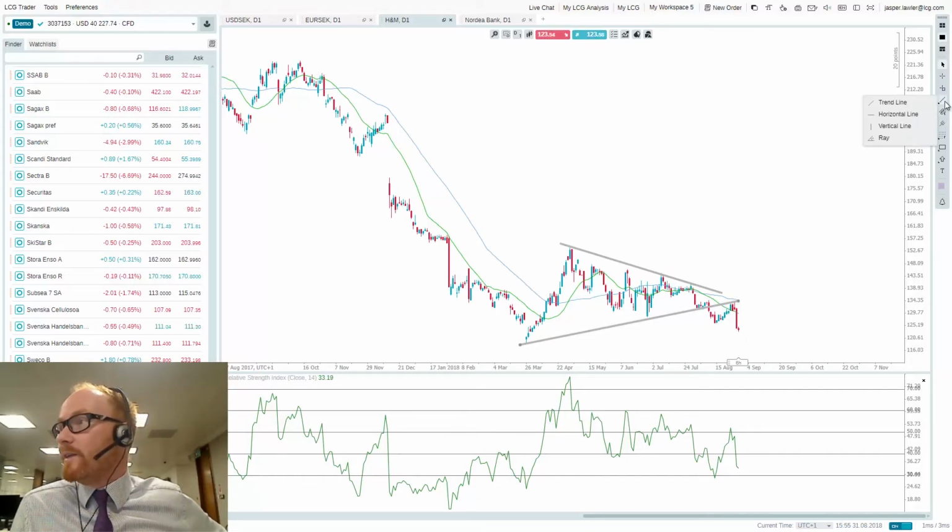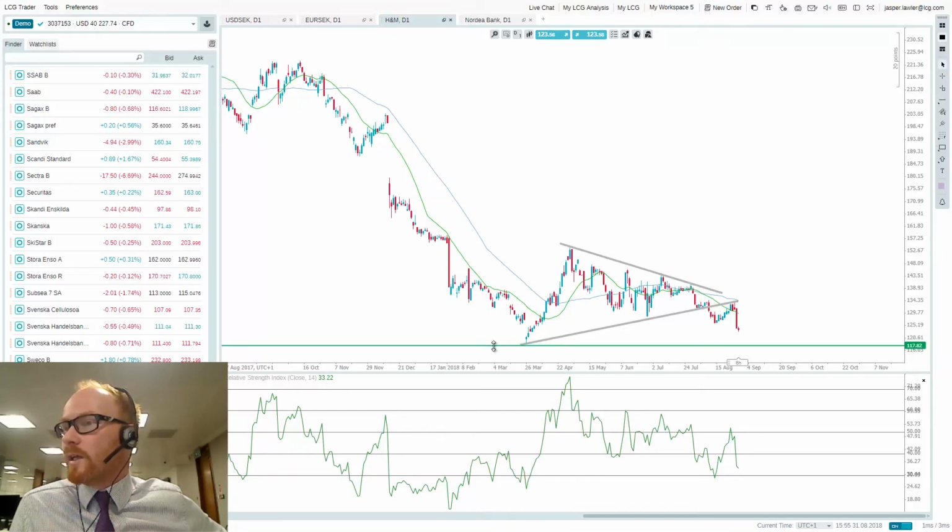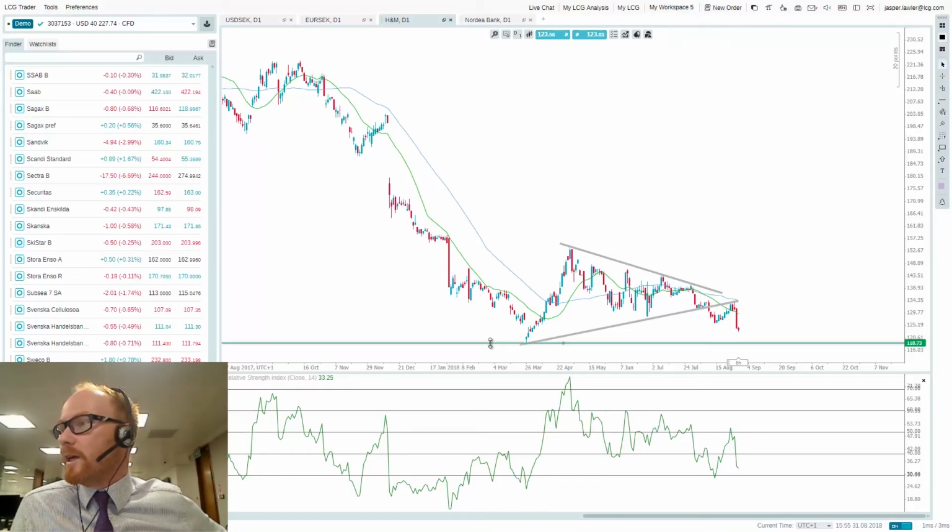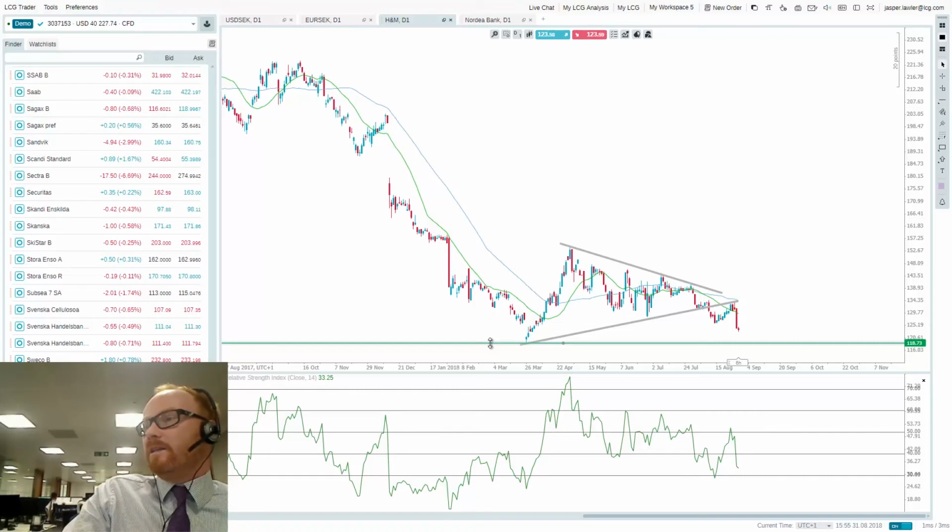So it looks like the trend is continuing to the downside, but it's that 118.70s kind of low that will be the ultimate arbiter of whether this downtrend continues or not.